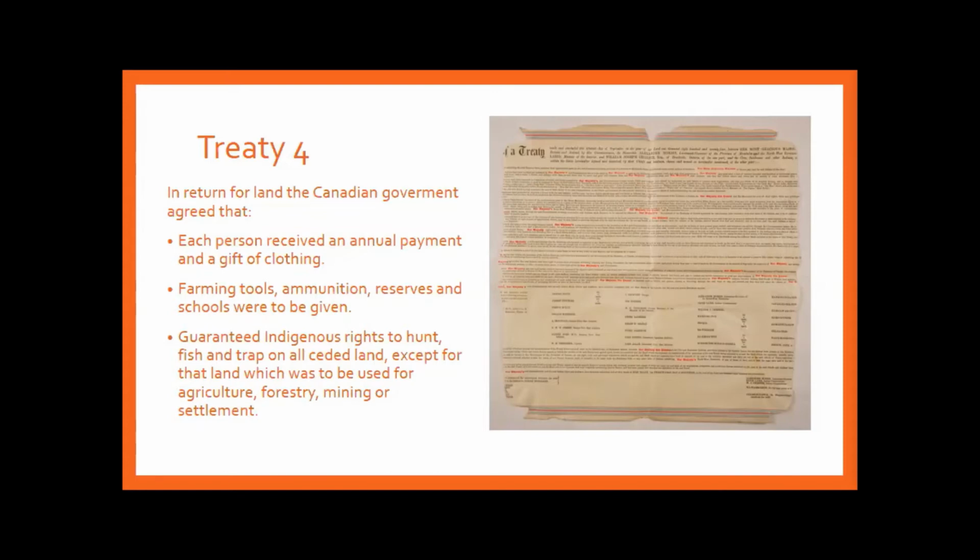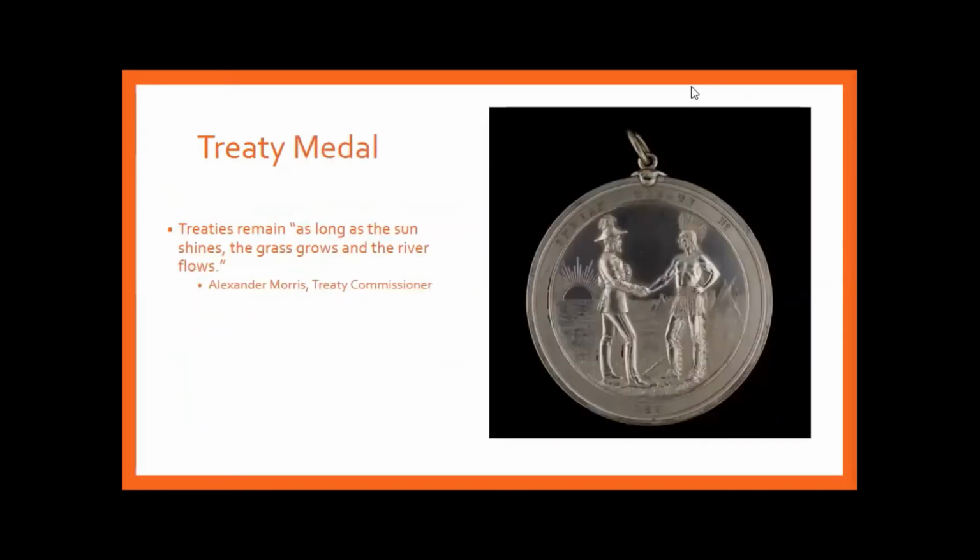The problem with treaties in Canadian history is that when they were signed, Alexander Morris, who oversaw the treaty-making process for the Canadian government, promised Indigenous nations that the treaties would remain as long as the sun shines, the grass grows, and the river flows. That means the treaties are forever. To this day, they have a significant legal, social, and economic impact on Indigenous people and on Canadians. They're very important, and they're the foundational documents on which a lot of our other things rest in Canada.